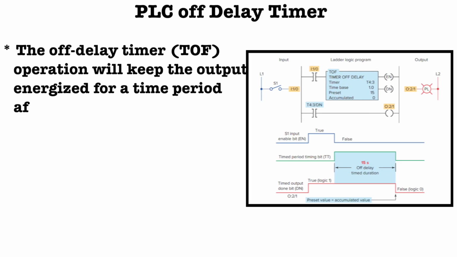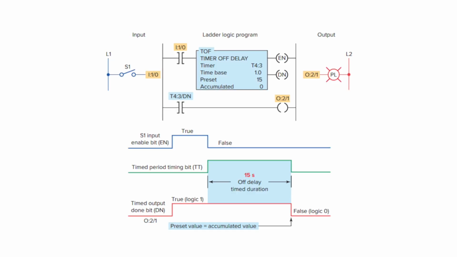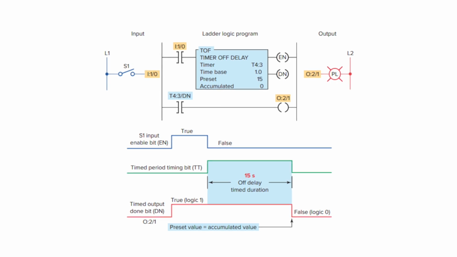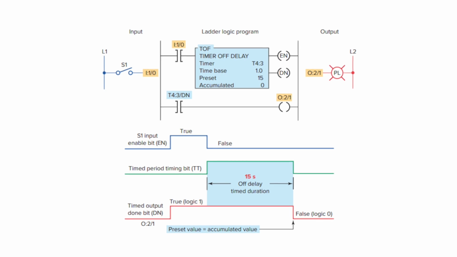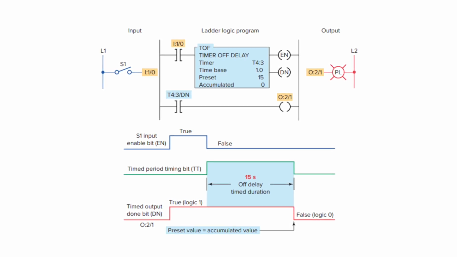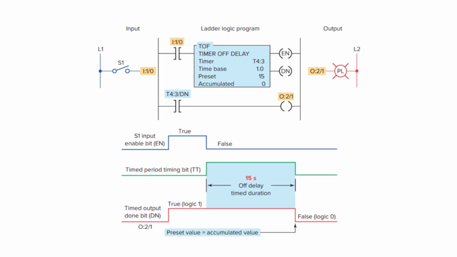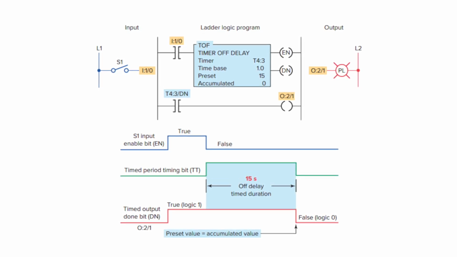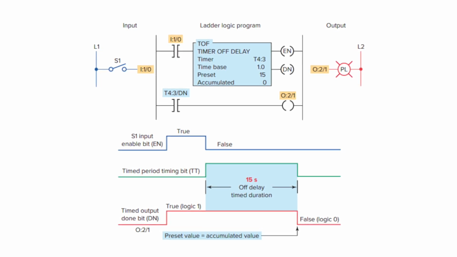As you can see in the diagram, the off-delay timer will keep the output energized for a time period after the rung containing the timer has gone false. You can see the diagram and the timing diagram for the off-delay timer instruction. In the diagram, my T-off timer is connected to the input switch. The address of the input switch is I:0/0 and the timer address is T4:3.